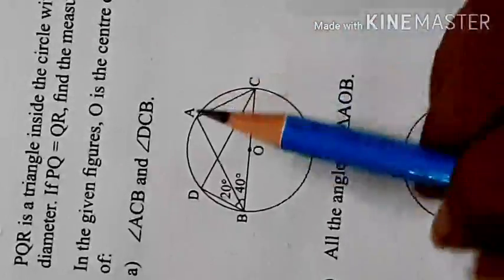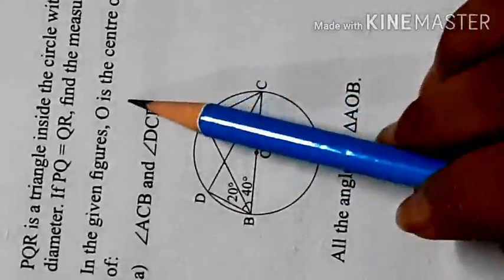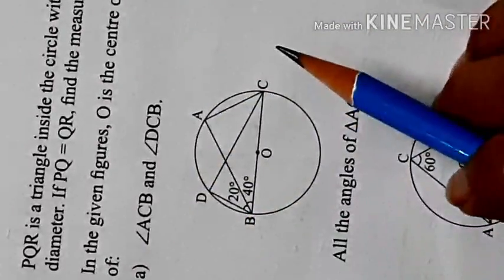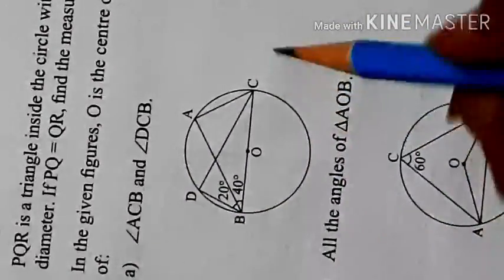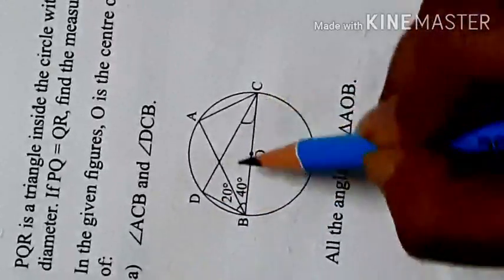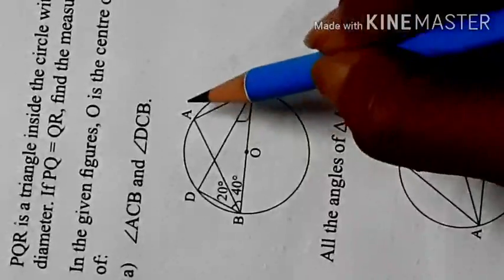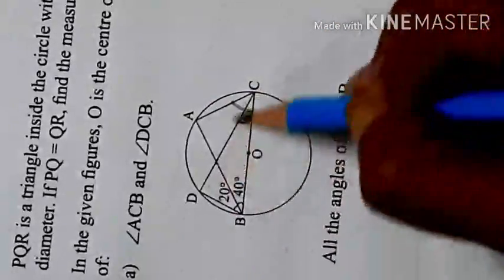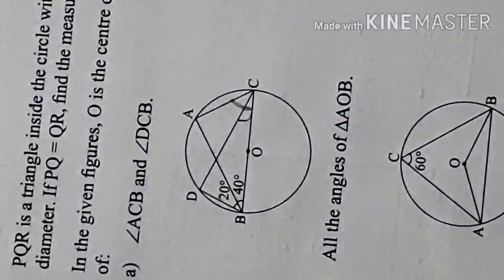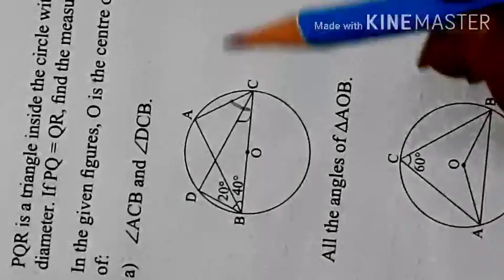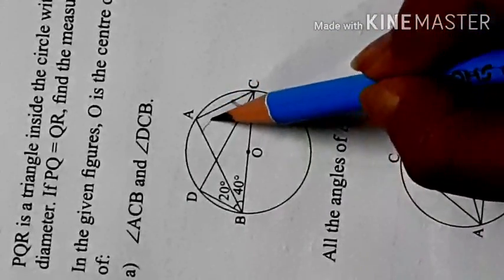Next is your question number 7. A figure is given. O is the center of the circle. Find the magnitude. Magnitude means you have to find the measurement of the angle. So in this figure, you have to find this angle DCB, and this angle ACB, this full angle C. First, to find this angle, we need this angle first.